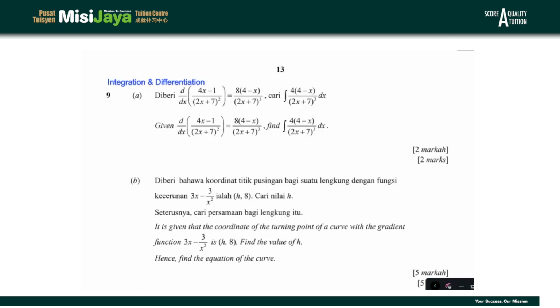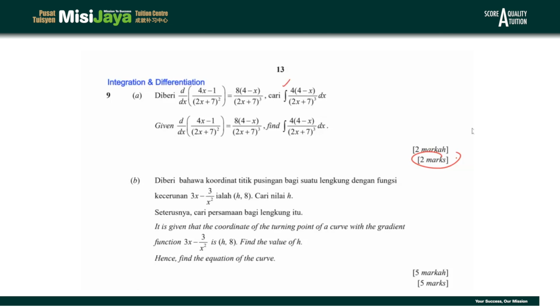Let's look at question number 9. So this is on integration and differentiation. For question 9a, this carries 2 marks. They want you to understand in depth the relationship between integration and differentiation. Given d dx of 4x minus 1 over 2x plus 7 whole thing square is equal to 8 bracket 4 minus x over 2x plus 7 whole thing power 3. Then they ask you to find the integration of this.